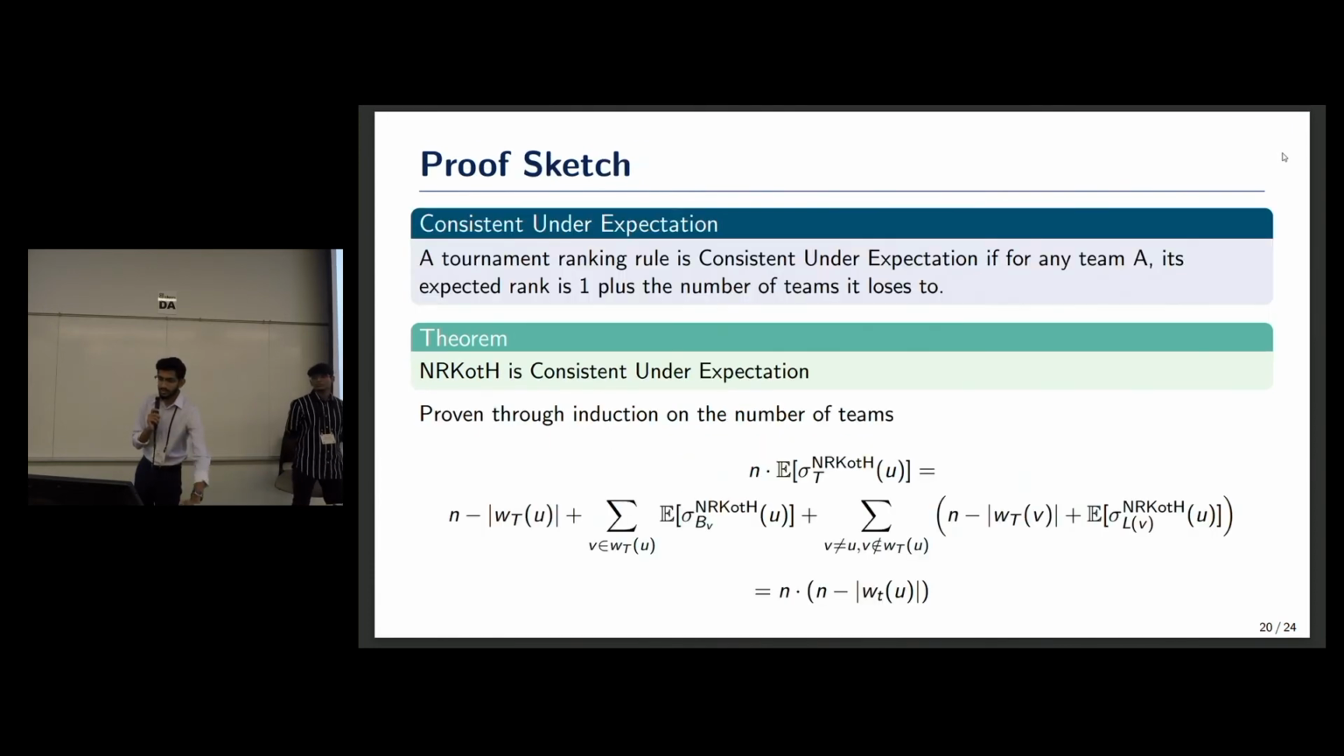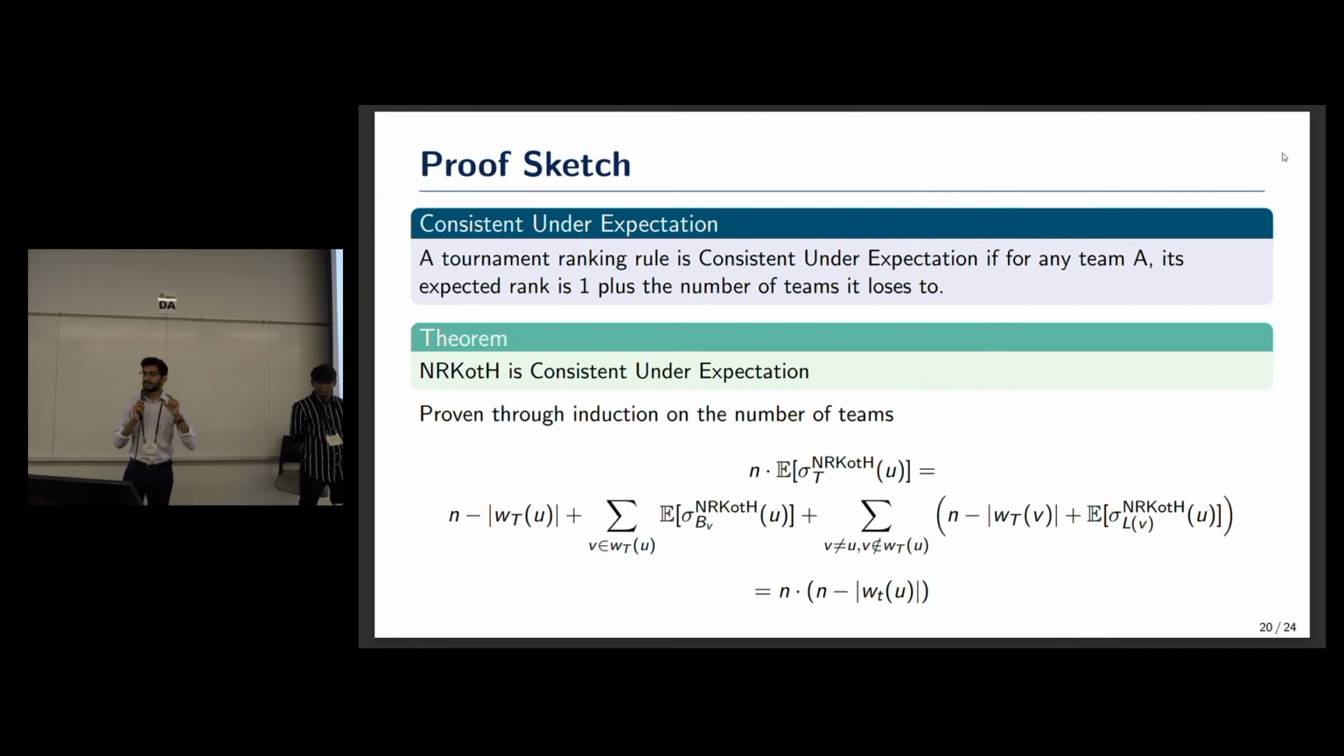So we'll walk you through a brief sketch of how we showed this second result. So we started by defining a notion of consistency under expectation. We call a tournament ranking rule consistent under expectation if it satisfies this property. For any team A in the tournament, team A's expected rank under this ranking rule must be equal to 1 plus the number of teams it loses to. So essentially, if a team beats everyone else, we'd expect that it gets rank 1. If it only loses to 3 teams, we'd expect that it gets 4th place.